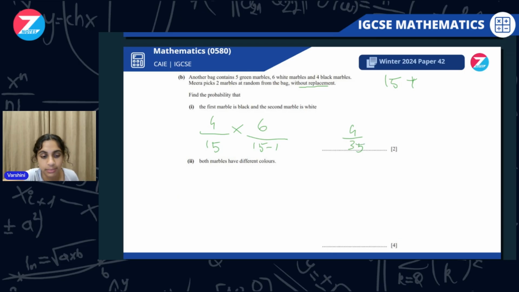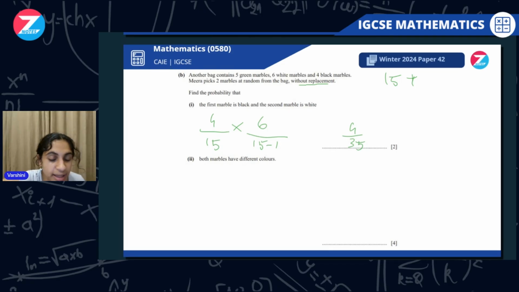Now they want us to find the probability that both marbles have different colors. To do this, we can either find all the probabilities that the marbles are different colors, or we can do the total probabilities, which is 1 minus the probability that they all have the same color, which will be faster. So we're just going to take 1, the total probabilities, minus the probability of them having the same colors.